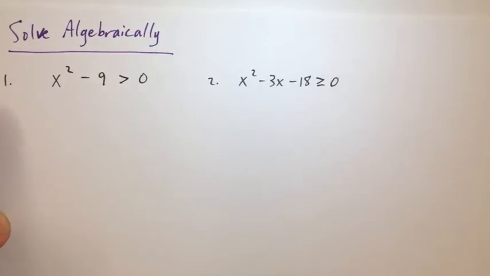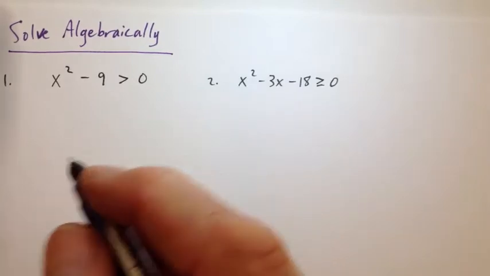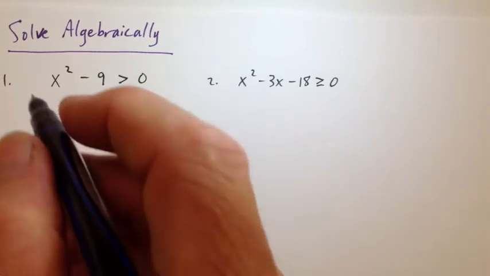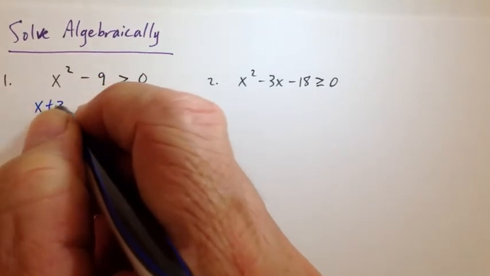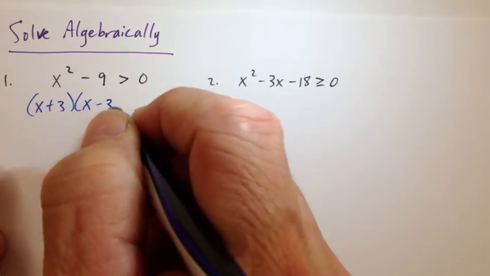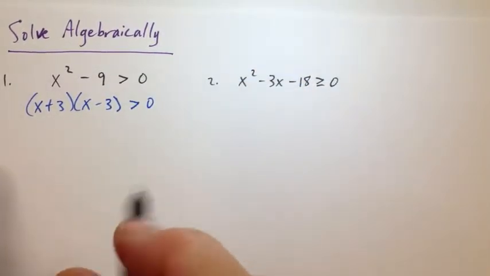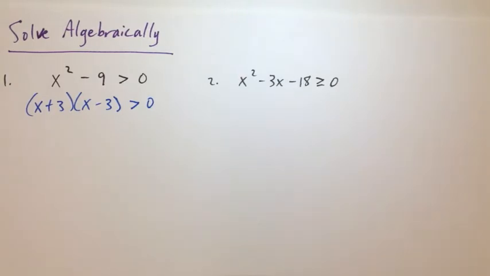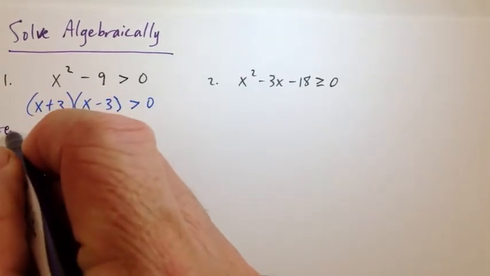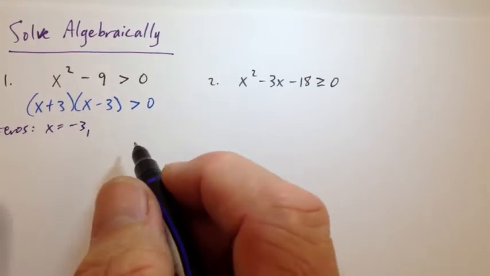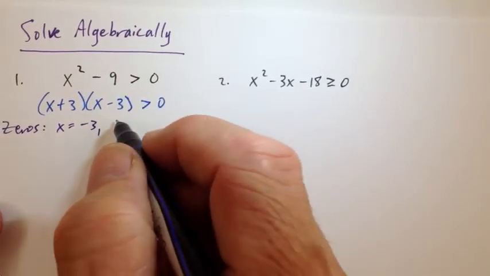So for the algebraic type problems here where we're solving inequalities algebraically, the first thing we want to do is factor. So we want to factor the left side, (x + 3)(x - 3), still greater than 0. And then we want to set our factors equal to 0 and find the zeros. So the zeros are x equals negative 3 and x equals positive 3.